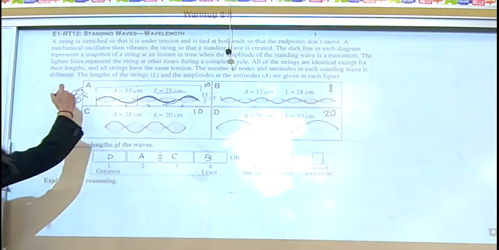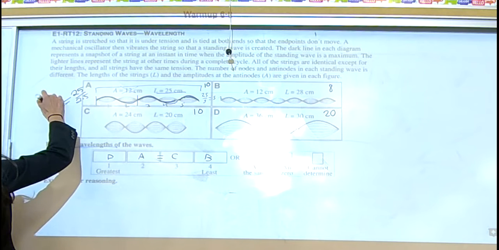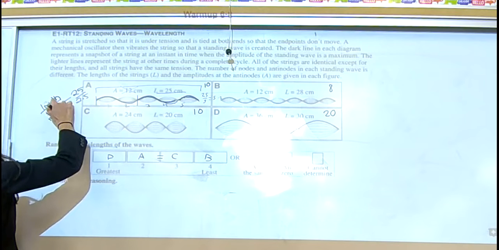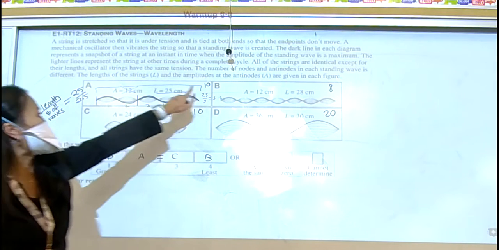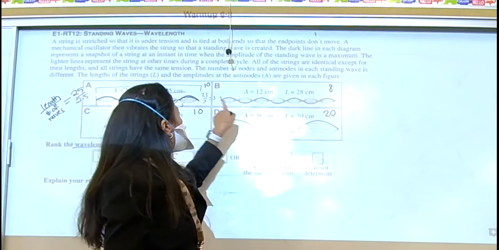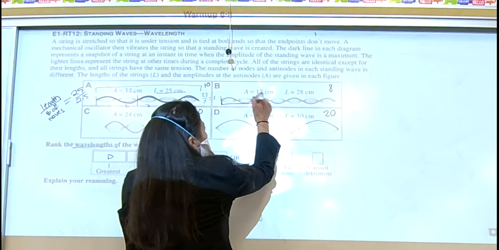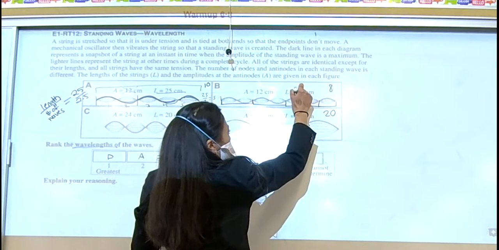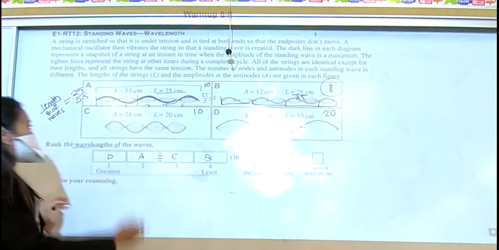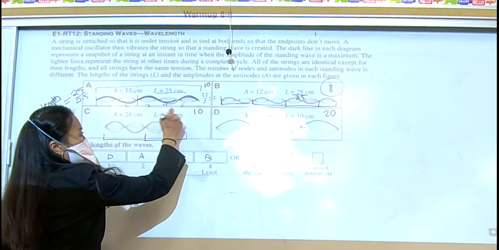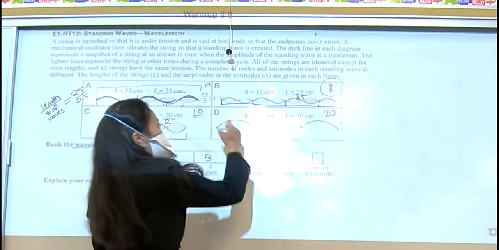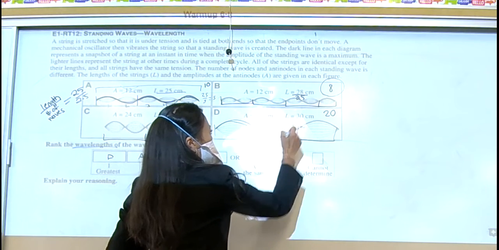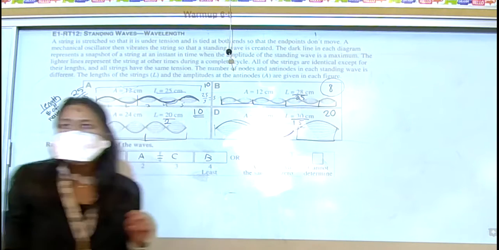So I'm just going to write down the method, length divided by number of waves. So then for here, we get 10. For B, you have 1 wave, 2 waves, and 3.5 waves. So 28 divided by 3.5 gives you 8. Here you've got 1, 2 waves, 20 divided by 2 is 10. And then same here, this is 1 and a half. So 30 divided by 1.5 to get 20.